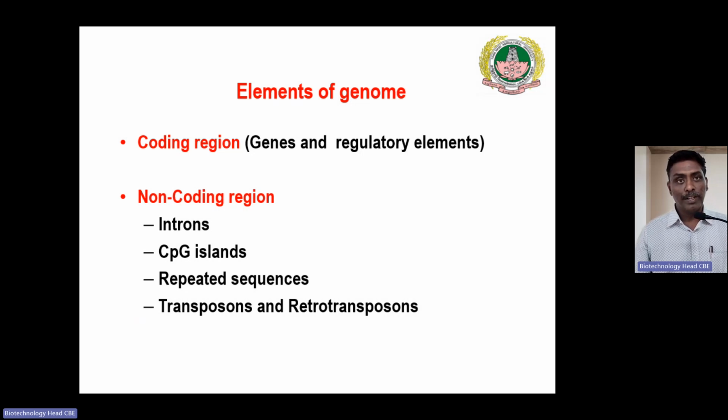The non-coding regions mainly contain introns. The introns are otherwise called intervening sequences. The second one is the CpG islands, which is a DNA region that contains a higher concentration of C and G. Third one is the repeated sequences. The repeated sequences are normally repeated throughout the genome of the organism. Fourth one is the transposons, otherwise called mobile elements, and others such as retrotransposons. So these are the two important components or elements in the genome of any organism.